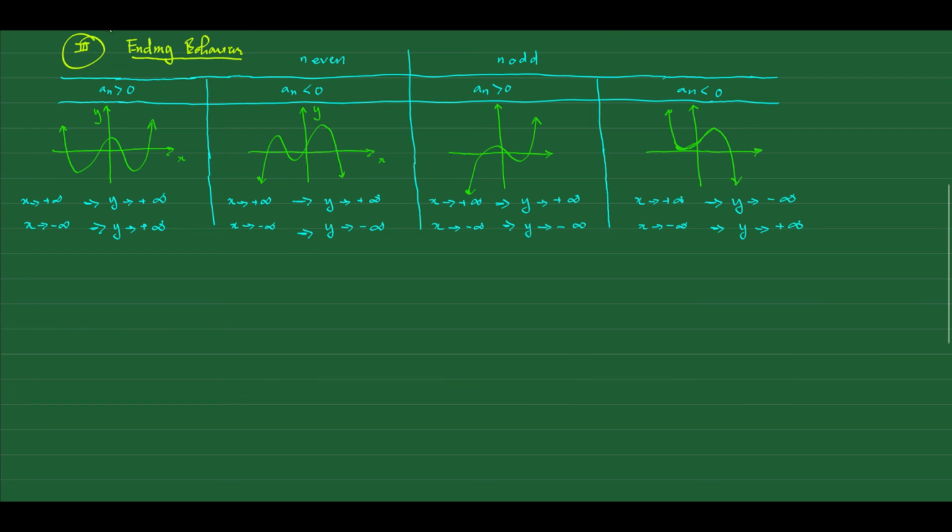All right, let me give you an example. In this example, I'll give you a polynomial function in factored form. It must be in factored form. I have something like negative 2, 3x minus 6 raised to the 4th power, x plus 1 raised to the 3rd power.